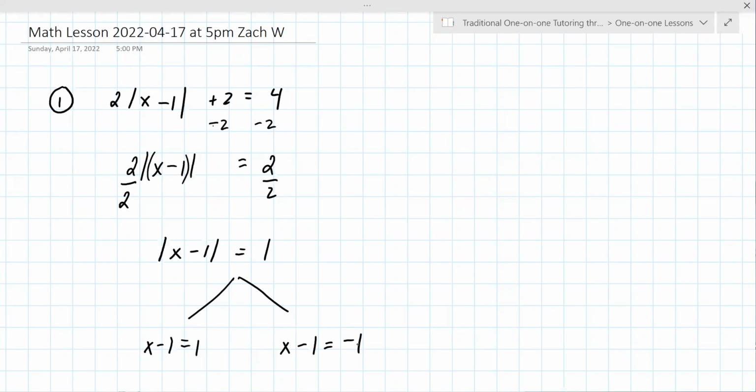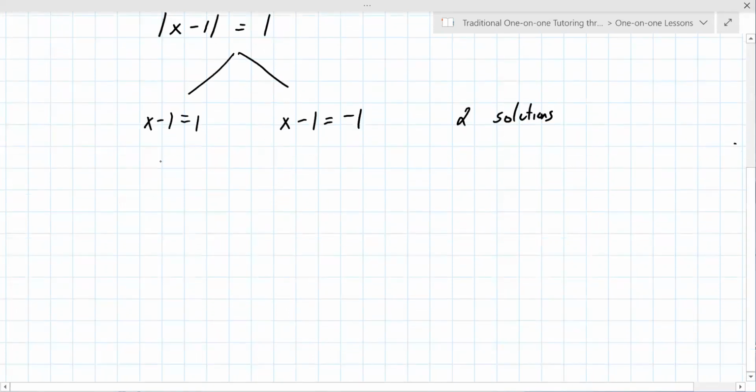So for the negative, is it almost like a plus negative thing? The right side becomes negative. Okay, and then you end up getting two solutions. So then x equals 2 and x equals 0. Yes.